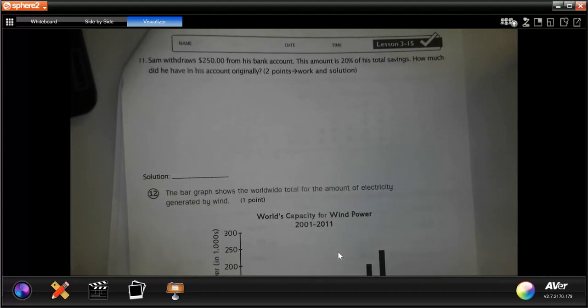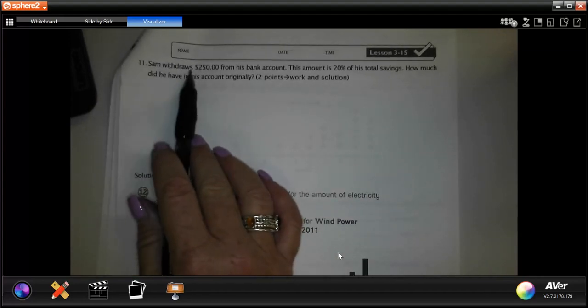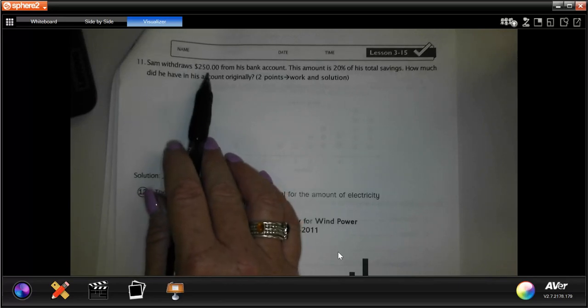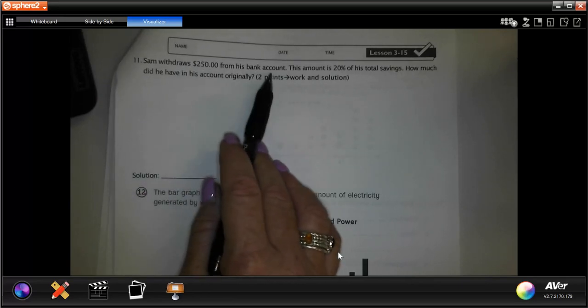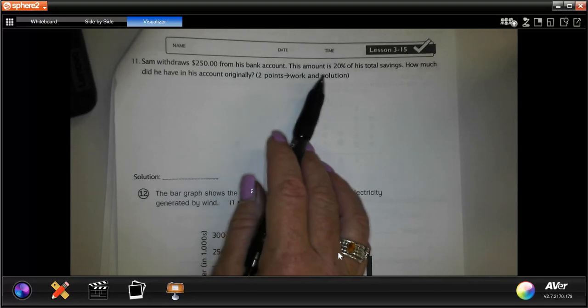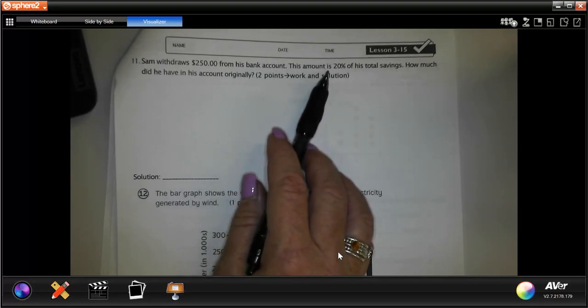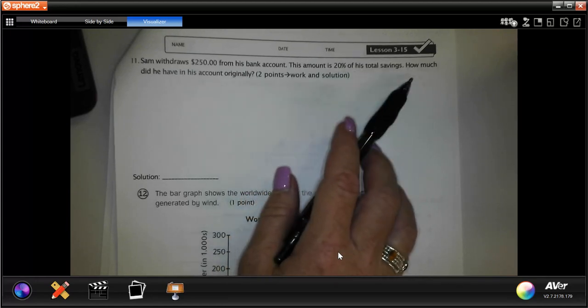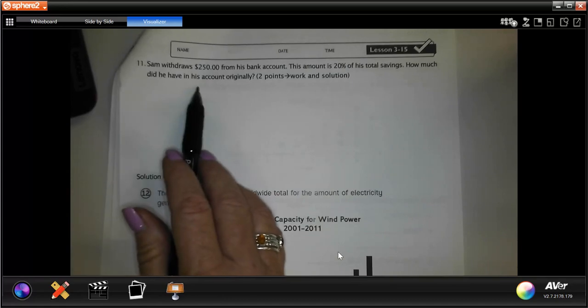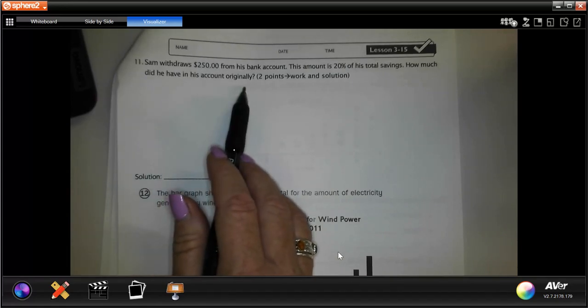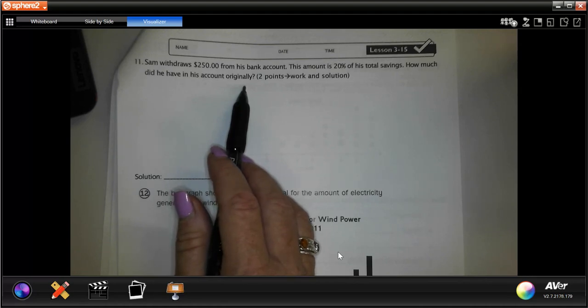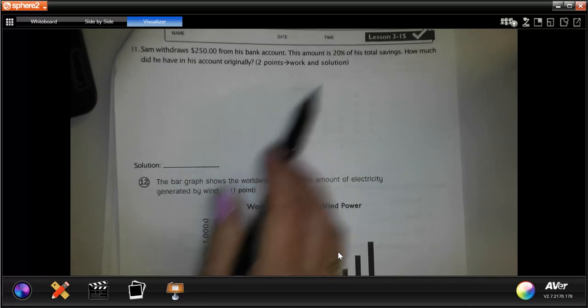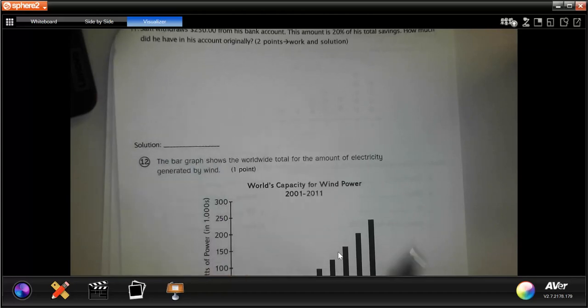Question 11. Sam withdraws $250 from his bank account. This amount is 20% of his total. How much did he have in his account originally? Think about your is and your of. What do we know and what are we trying to solve for? It's worth 2 points, work and solution. Pause your video and solve.